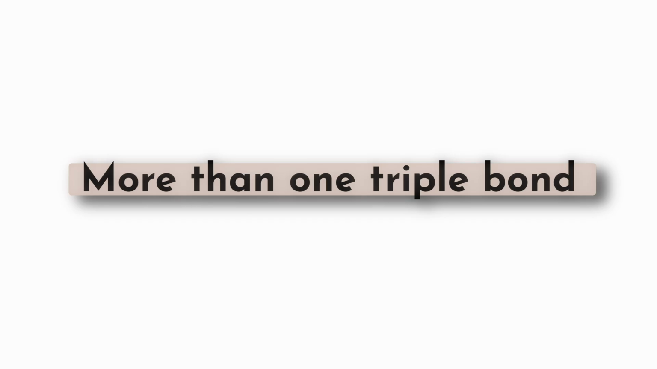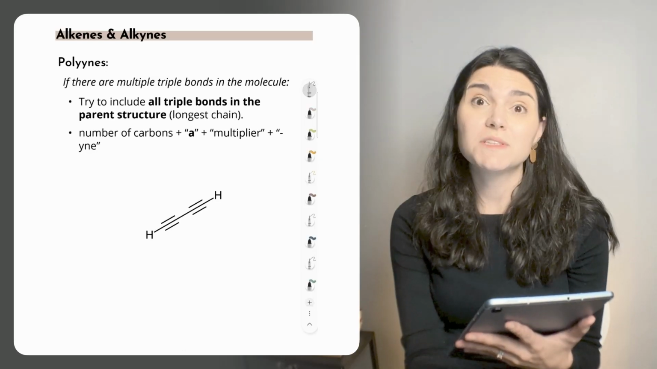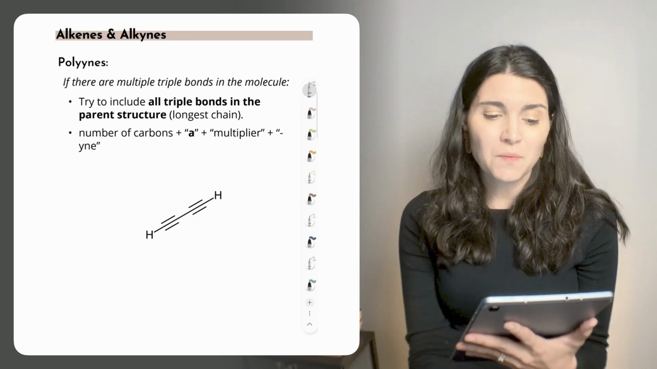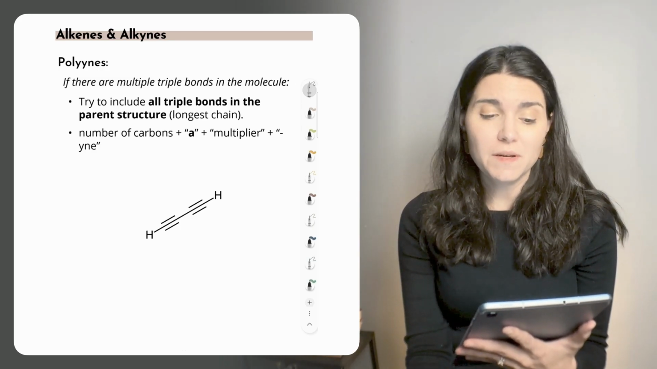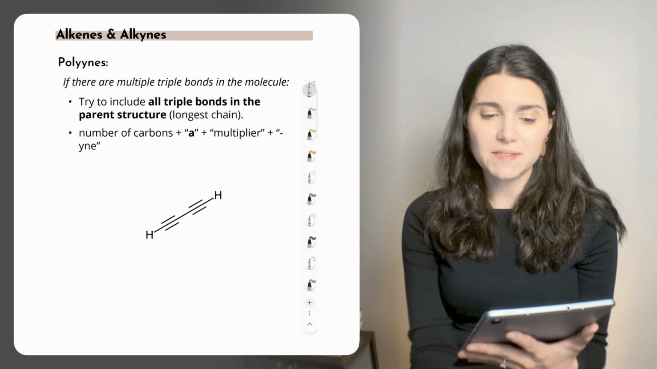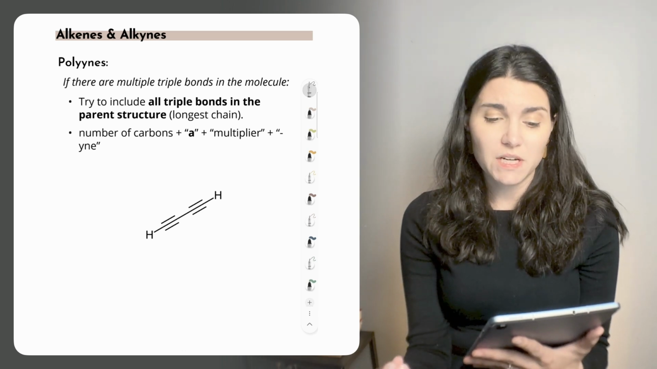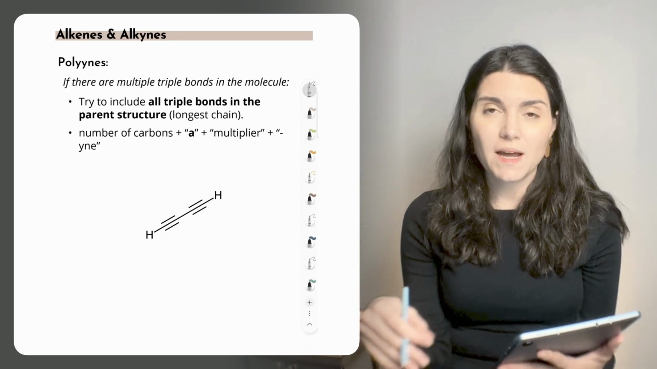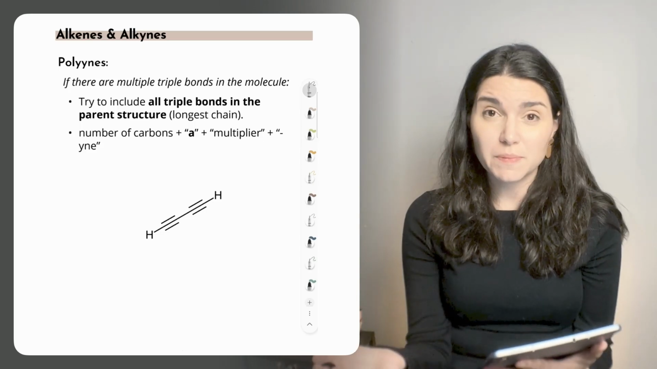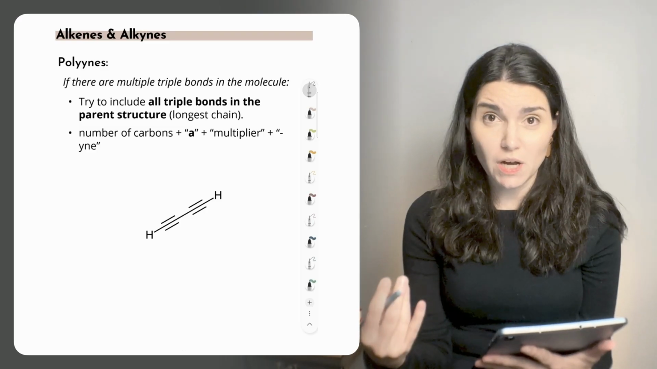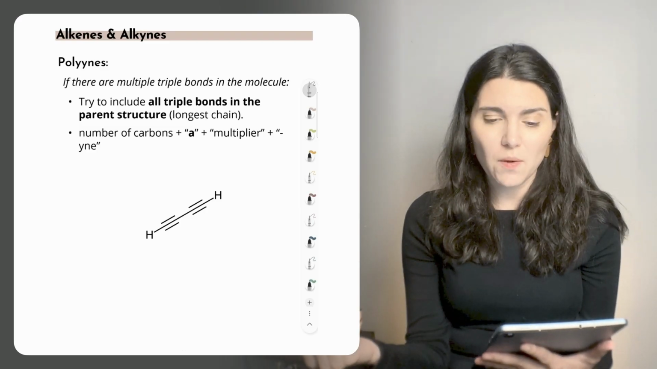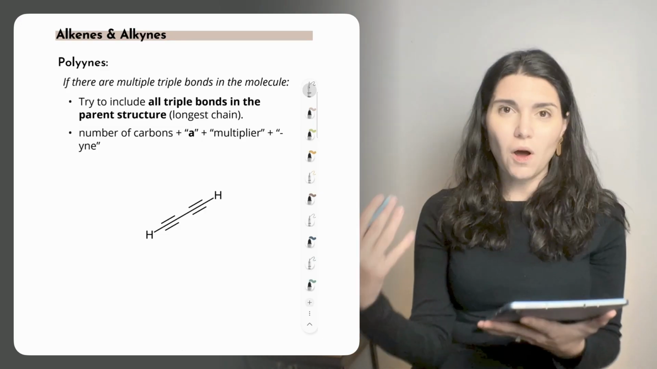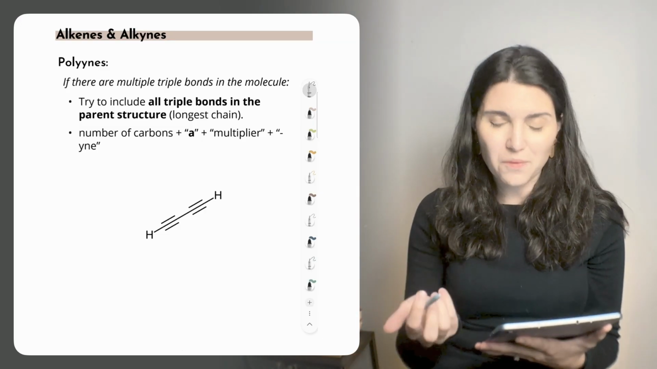You might run into situations where you've got multiple triple bonds in the same molecule. These are called polyynes. And what we're going to do is our very best to include all of the triple bonds in the molecule into the parent structure. To name the parent structure, we're going to take the number of carbons, add the letter A, then the multiplier, so di, tri, tetra, whichever corresponds to how many triple bonds you have, and then finally the ending -yne. So this seems a little complicated, but it'll make more sense when I go through this example.